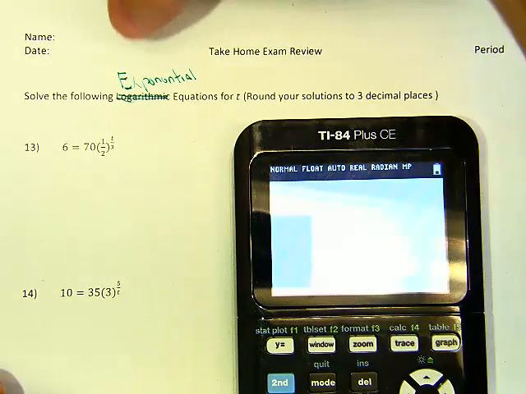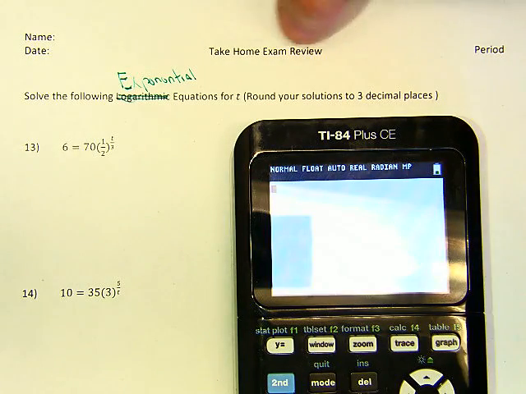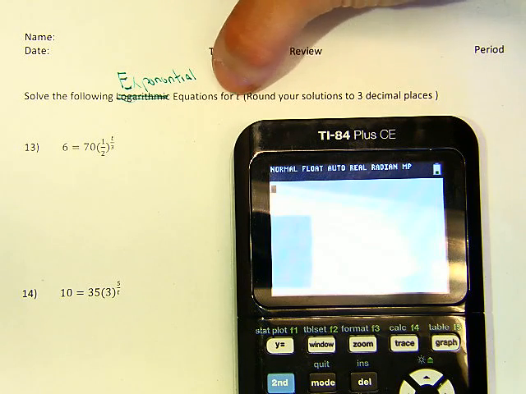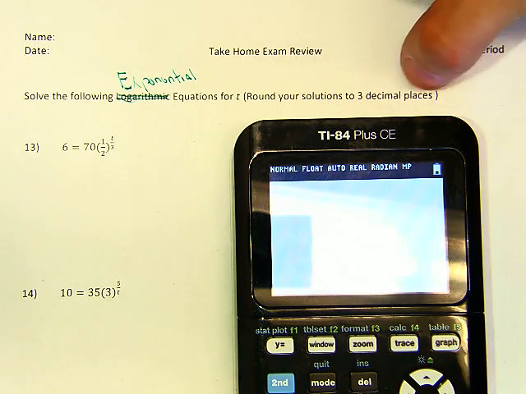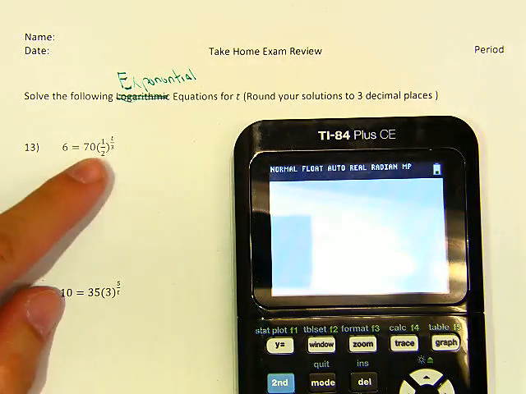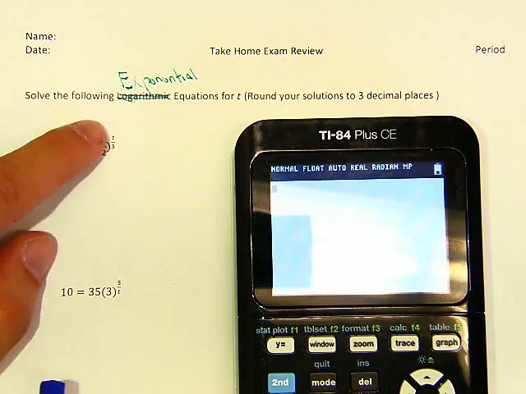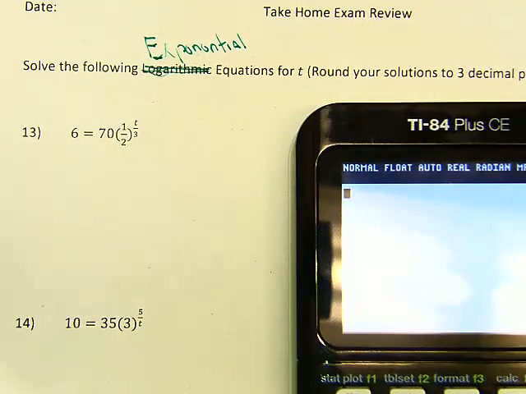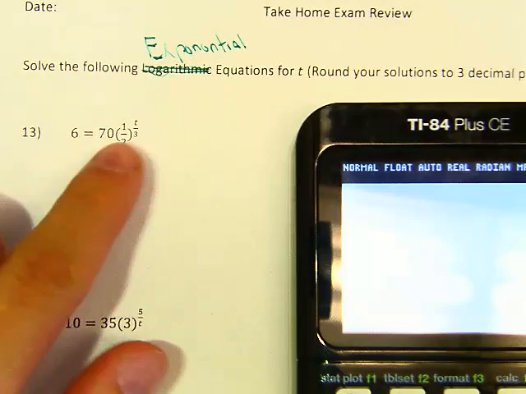Alright, welcome everybody. Let's work on the second part of the take-home exam review. It says solve the following exponential equation for t, round your solutions to 3 decimal places. So here, if we have this equation and we want to get t by itself, let's zoom in a little bit. If I want to solve for t, how do you get t by itself?